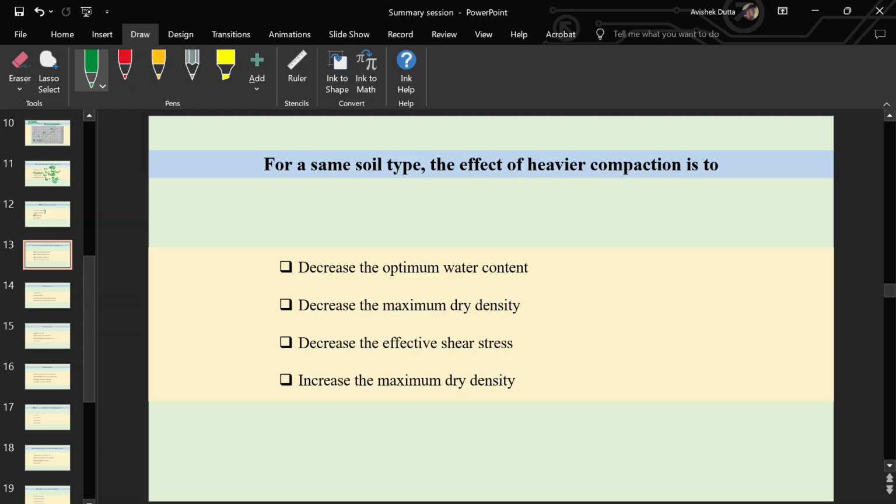So we have the compaction curve. On the x-axis, what do we have? On the y-axis, what do we have? What is the parameter on the x-axis in the compaction curve? Water content, yes, and on the y-axis, gamma D, dry density or dry unit weight. So with one particular compactive effort or compactive energy, suppose the graph is like this. Now if we increase the compactive energy, with the heavier compaction, the graph will look like this, isn't it?